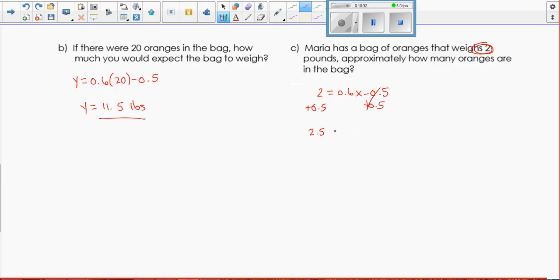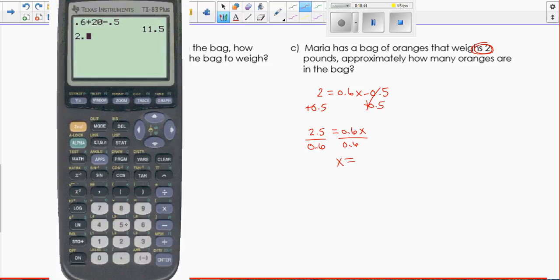Alright, so we have 2.5 equals 0.6x, so we're going to divide both sides by 0.6. That tells us that x is about 4.17. Whereas for about how many oranges, that obviously doesn't make sense, so we're going to say that our answer is about 4 oranges. Okay?